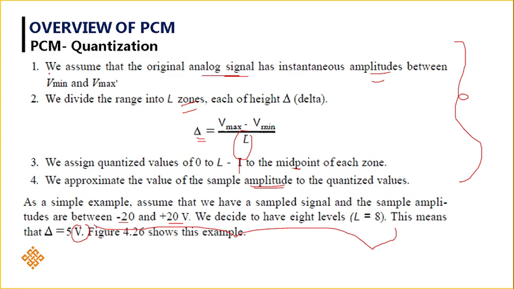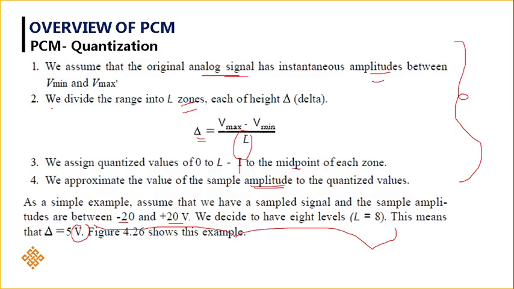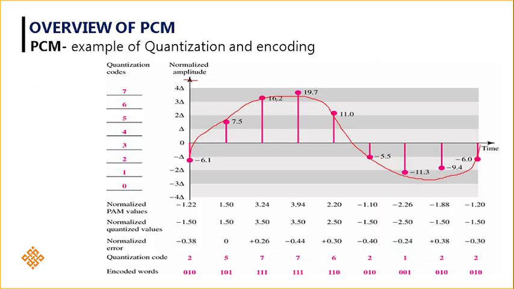So which is our first step? We assume that the original analog signal has been instantaneously sampled in amplitude between V minimum and V max. This is my analog signal, sampled between V max and V minimum, meaning minus 20 to plus 20. It is sampled with some values using a sampling technique, which is my next step. These are the values we got: minus 6.1, 7.5, 16.2, 19.7, 11.0. So using the sampling technique, we have sampled the analog signal. Just note down all these values.